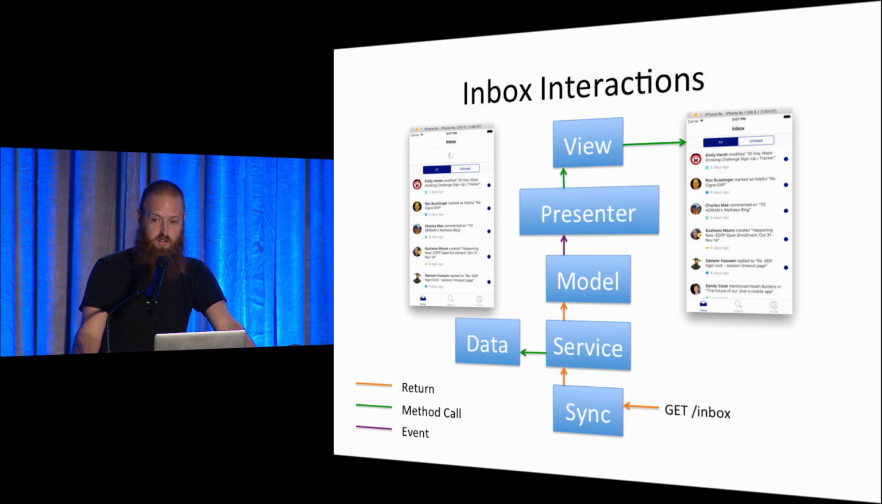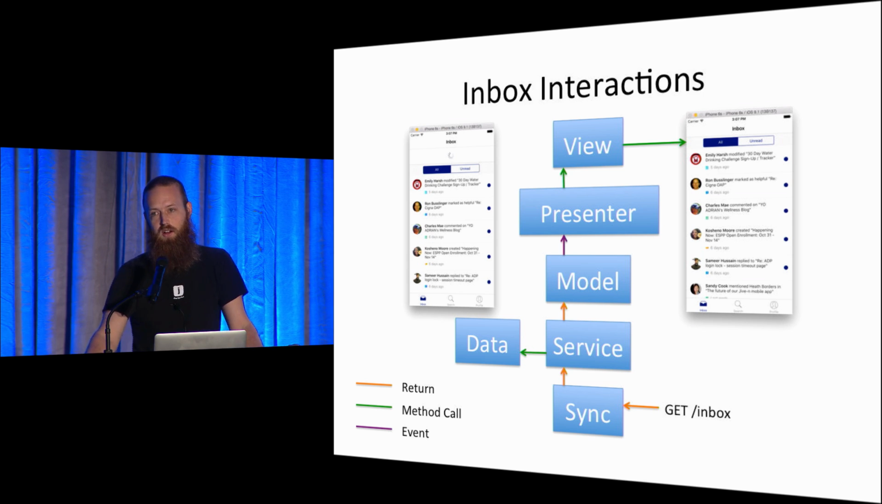The service also returns to the model and says, "Hey, our inbox refresh operation is complete." The model then emits an event saying, "Hey, we are not refreshing the inbox anymore," and the presenter captures that event and translates it into a method call to turn off the UI refresh control in the view. And so that's what you see to the right. So now the view has returned to its original state before the user refreshed.